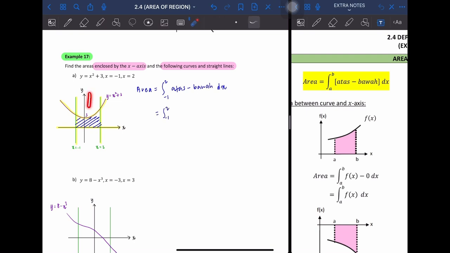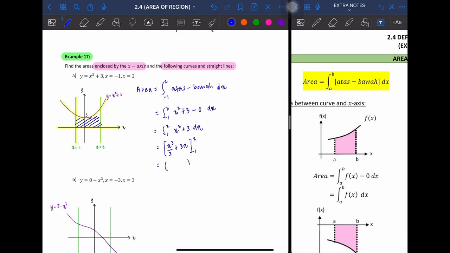So from atas, daripada atas, we see this function first. So kita akan substitute the value x square plus 3. And then minus the function below. Sorry, the function below is actually 0. This is fx equal to 0, so 0. Okay, so you just need to integrate x square plus 3 only. Okay, so x cubed over 3 plus 3x. So from negative 1 until 2.